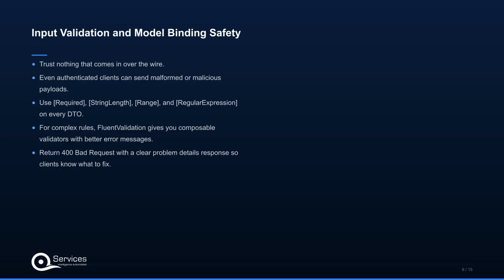Never bind directly to your EF Core entities. Always use DTOs that expose only the fields a client is allowed to set. Otherwise, an attacker can include an extra field in a JSON body and your model binder will happily set it.